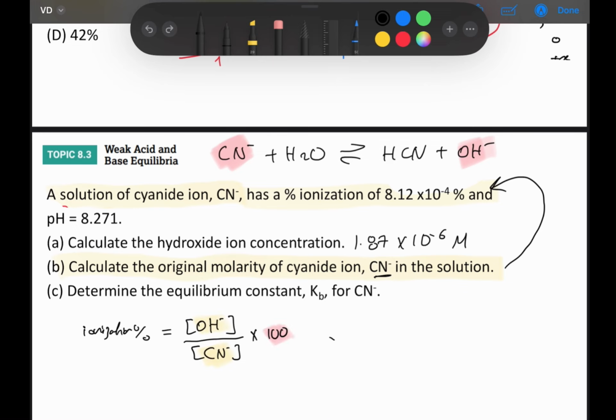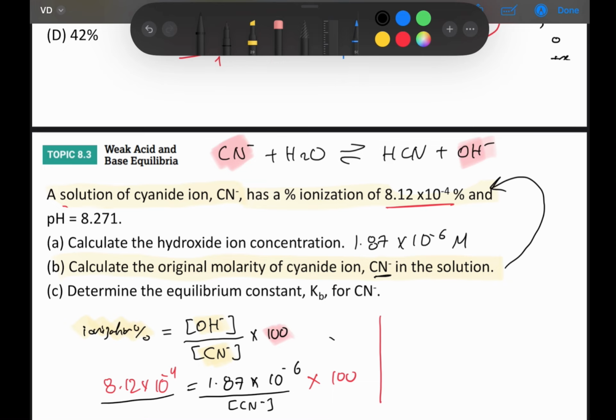So all of these guys are here. From my previous example, I have the concentration of OH, which is 1.87 multiplied by 10 to the power negative 6, over the original molarity of CN, which is unknown to me, but the percent of ionization is given to me. Thankfully, I can say the value is equal to 8.12 multiplied by 10 to the power negative 4. And don't forget the 100. I'll help you out with how to do that in terms of math.